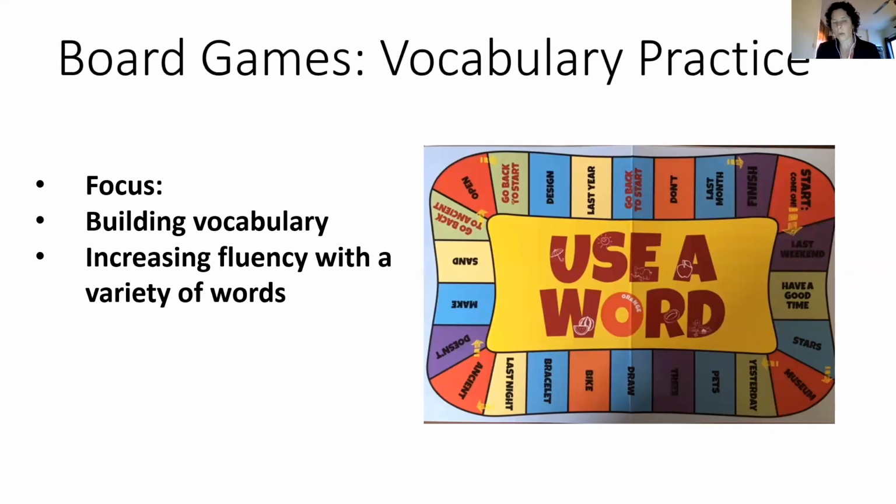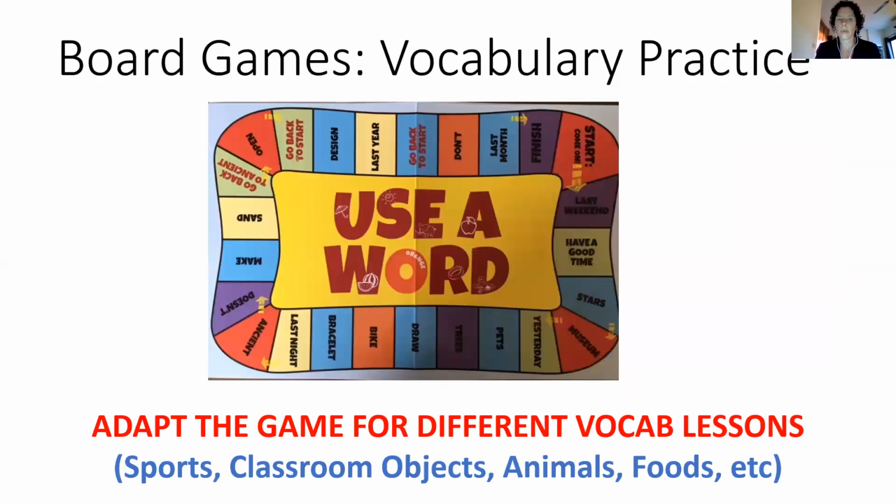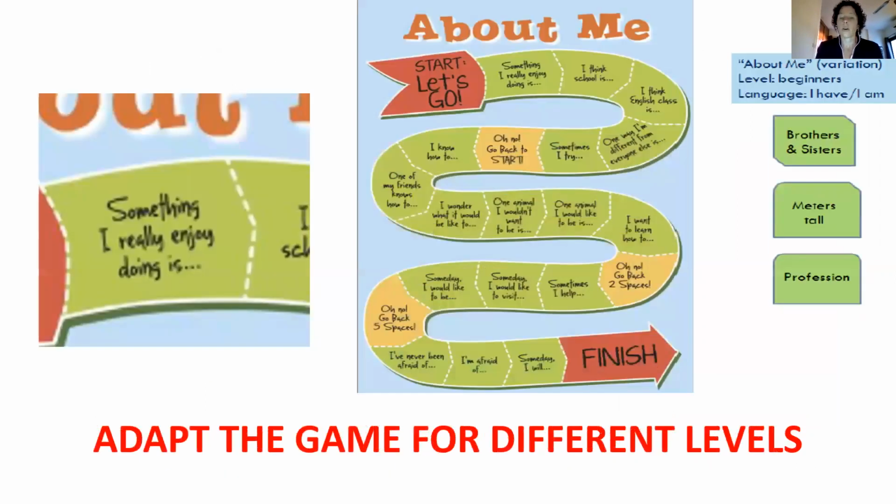So one of the things that I'd like to point out today is that all of these games are adaptable to your classroom. So for example, the Use a Word board game could be adapted for a variety of vocabulary lessons, whether you're talking about sports or classroom objects or animals or foods. You could create your own game board, which we'll talk more about and where you can find templates for those game boards. You can also adapt the game for different levels. On the American English website, it also talks about different ways to adapt these games.